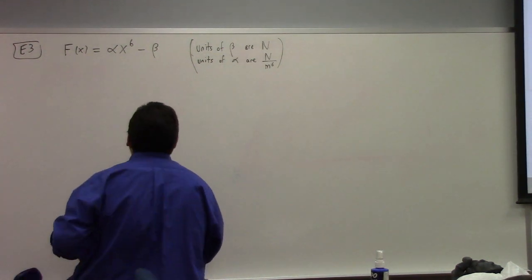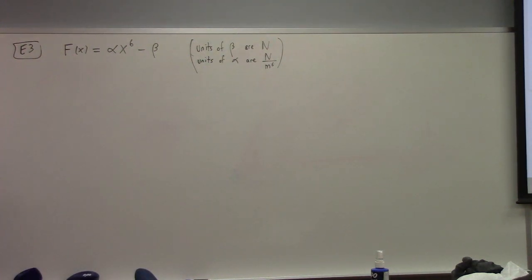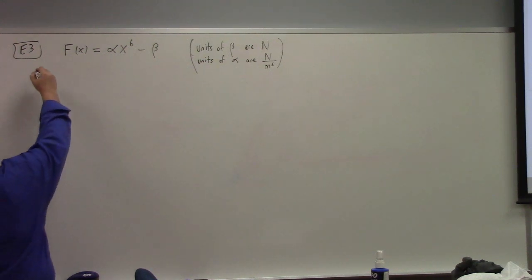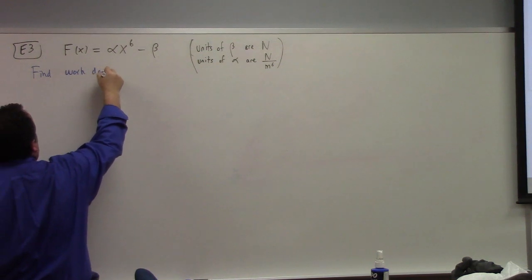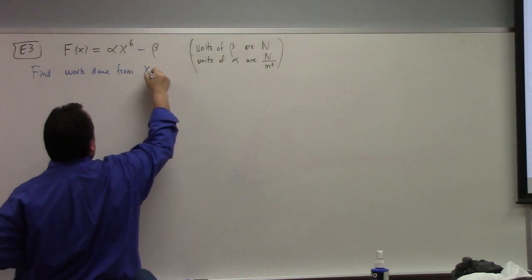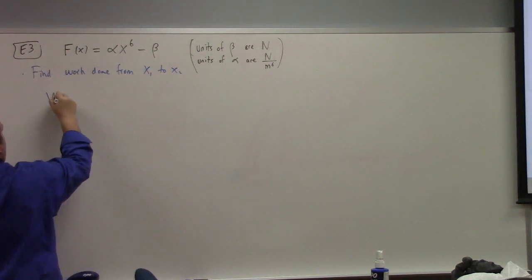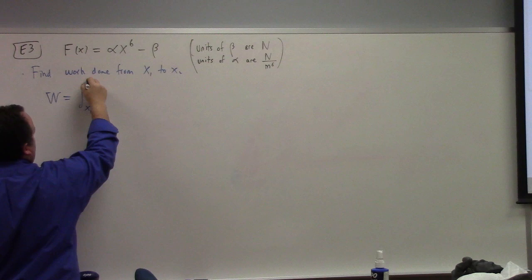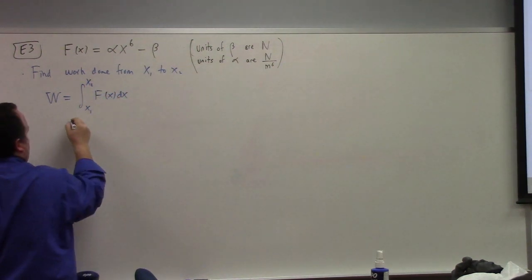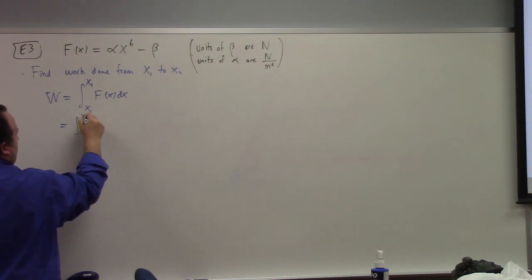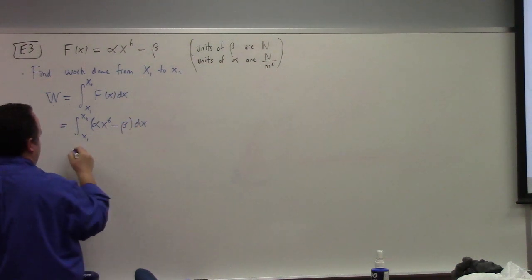That's not cool. Anyway, so my question here is, can we calculate the work done from x1 to x2? What's the work done? All right, so we do what? The work is the integral from x1 to x2 of f of x dx, yeah? So in this case, that's x1 to x2 of alpha x to the 6th minus beta dx. We can integrate that. What do we get?